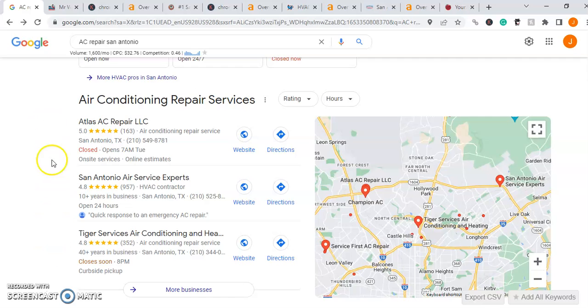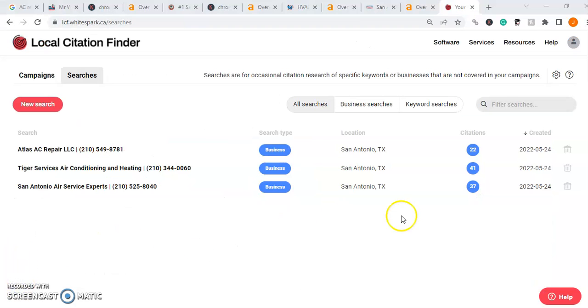Let's take a look at how many citations each of these businesses has, and we'll determine how many citations you'll need on top of all the other SEO factors we talked about before. So here we are on Whitespark, and as you can see at the top, we have Atlas AC Repair, number one with 22 citations, Tiger Services and Air Conditioning at 41, San Antonio Air Service Experts at 37. So as you can see, a good amount of citations.